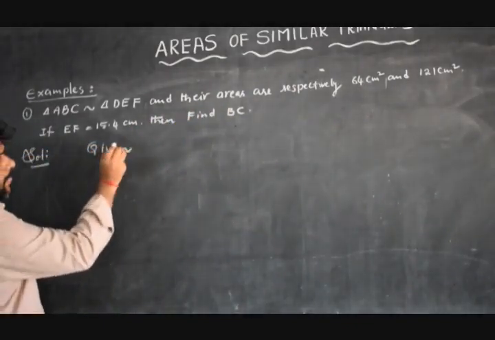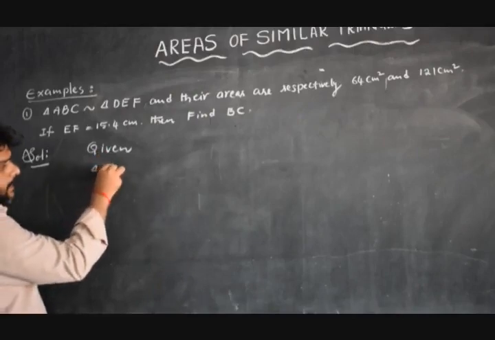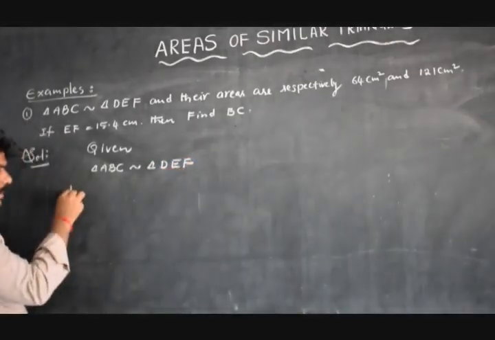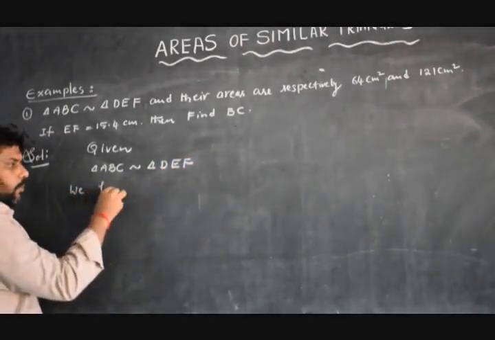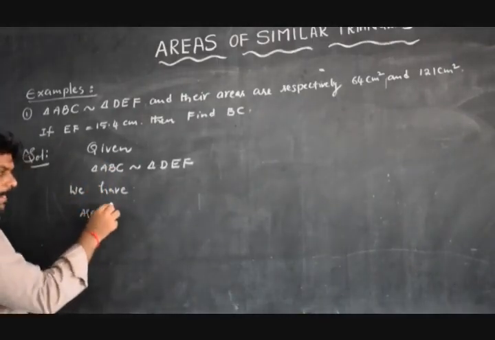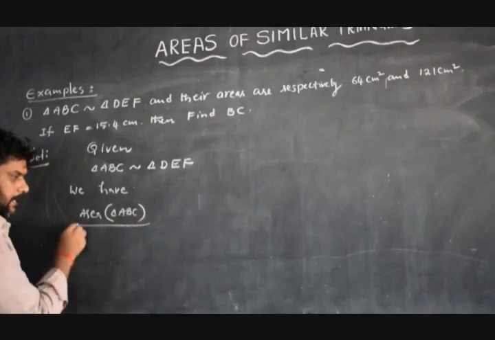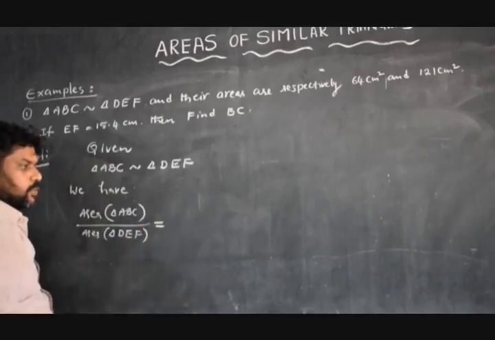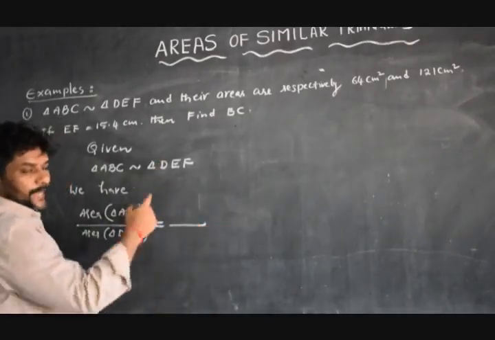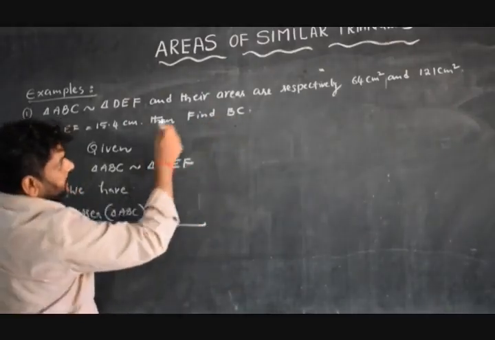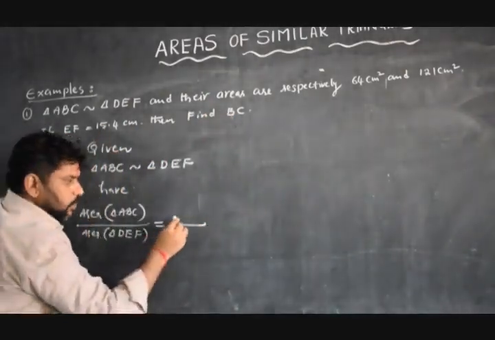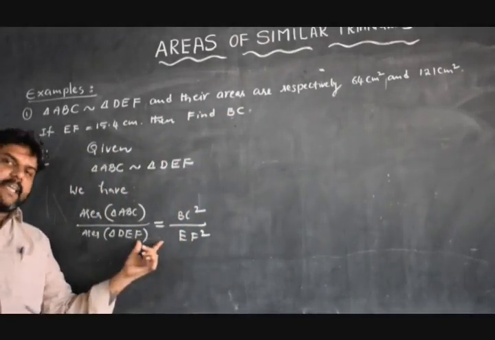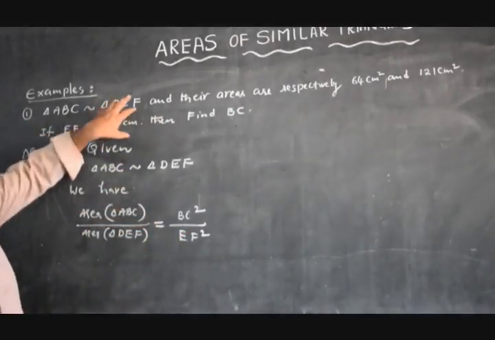Given triangle ABC similar to triangle DEF, we have area of triangle ABC by area of triangle DEF is equal to the ratio of squares of the corresponding sides. Here corresponding sides BC and EF are given, so we are taking only BC square by EF square. By using this area of similar triangles formula, we can find the value of BC.